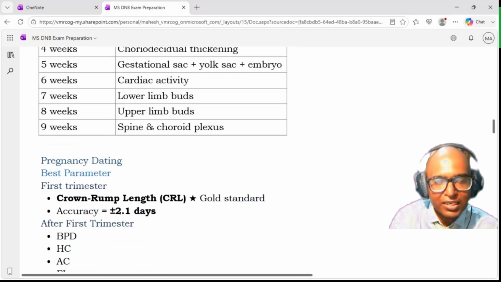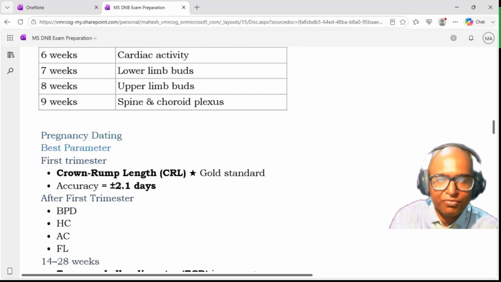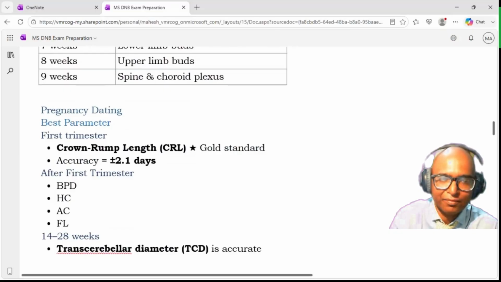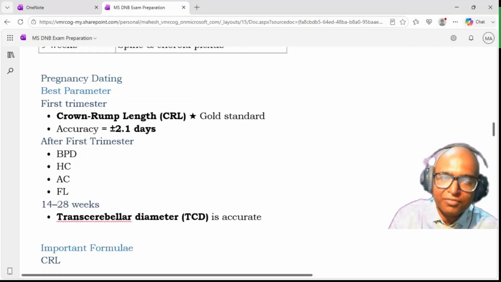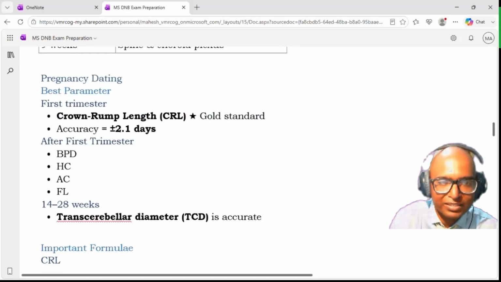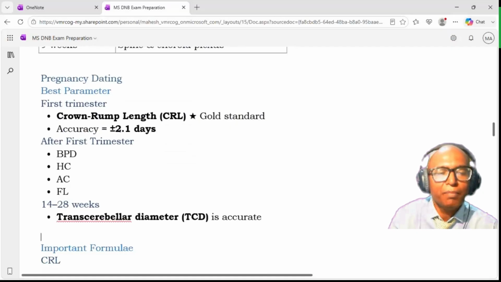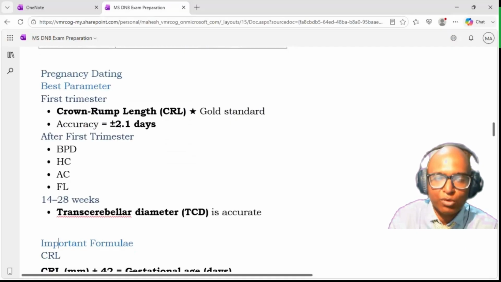Okay. Another concept which we need to know in the first trimester is pregnancy dating. The best parameter in the first trimester will be CRL. That is the gold standard. Accuracy is plus minus 2.1 days. And after the first trimester, which parameter is used for dating? Various parameters are used like BPD, that is biparietal diameter, head circumference, abdominal circumference, femur length. Between 14 to 28 weeks, transcerebellar diameter or TCD is more accurate.